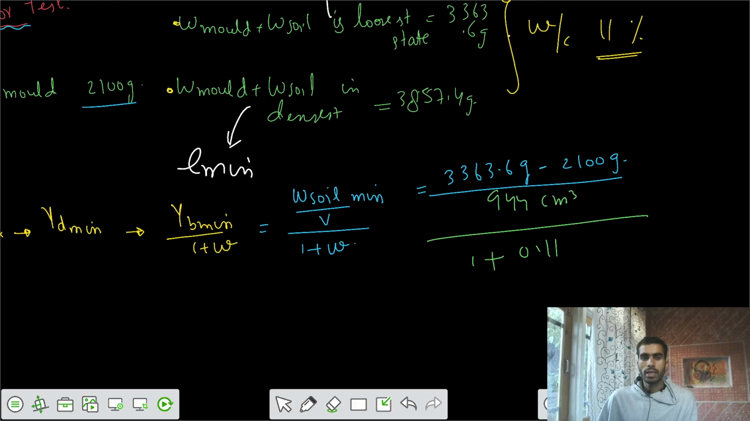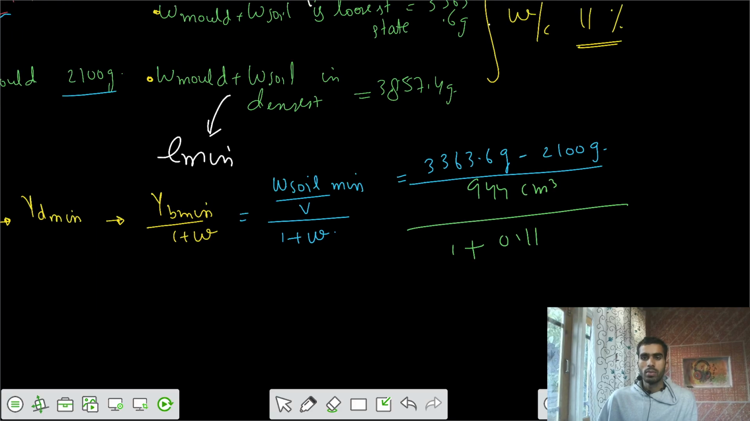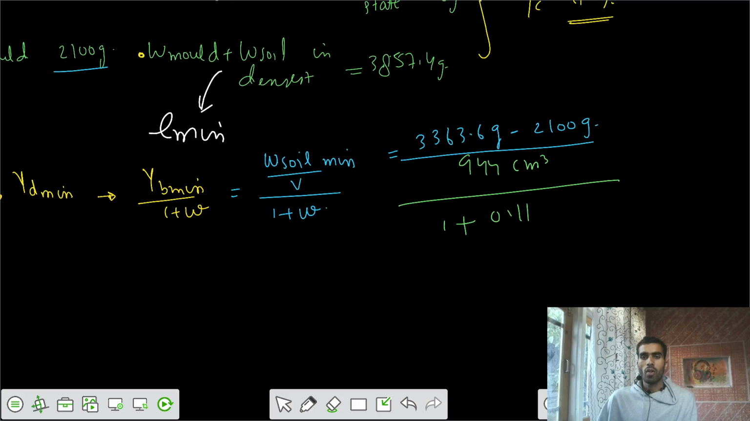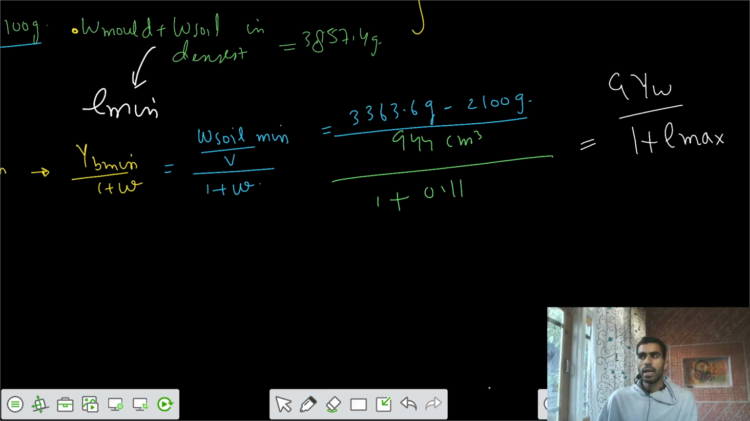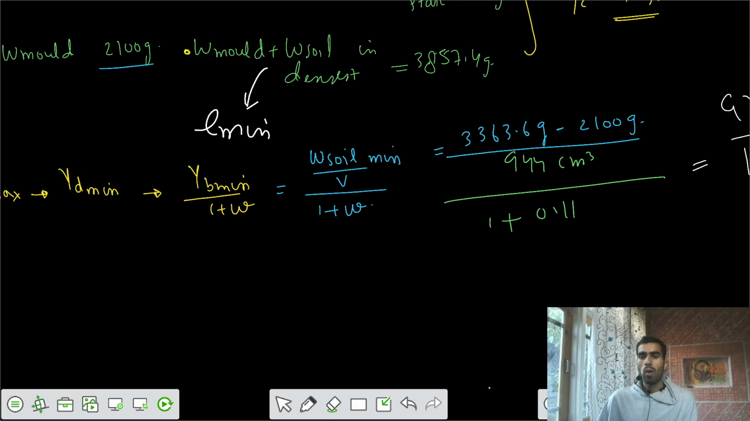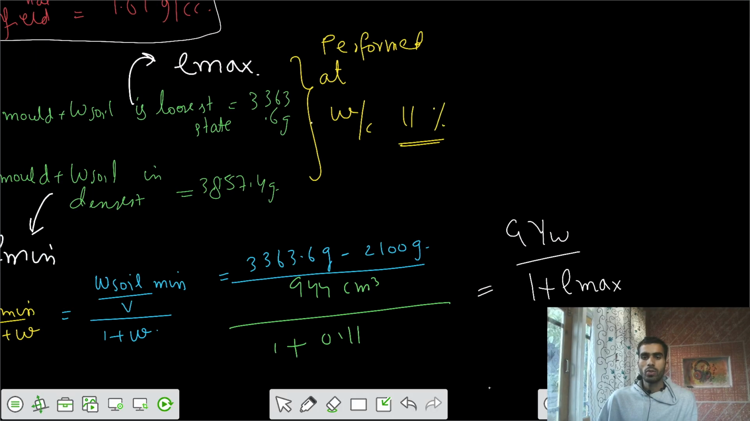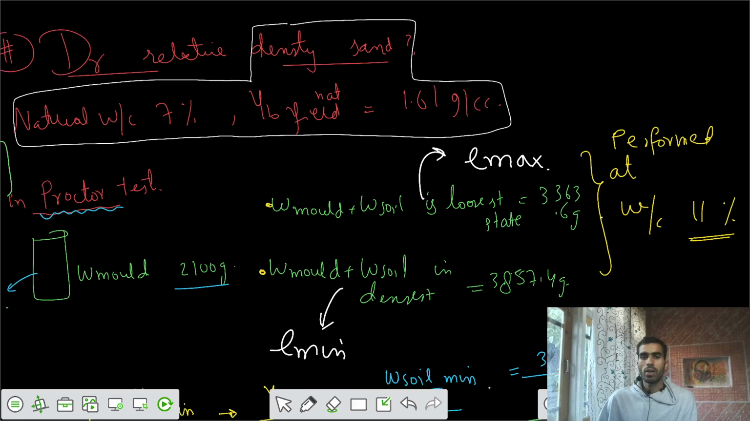From that we can get gamma d minimum. This gamma d minimum can now be equated with the equation G gamma W by 1 plus e maximum, because at the minimum value of gamma d, the loosest condition, the void ratio is maximum. So we have to substitute the value of G.